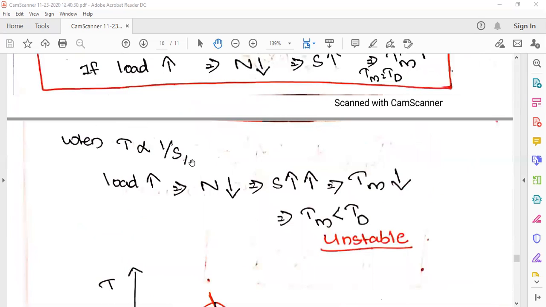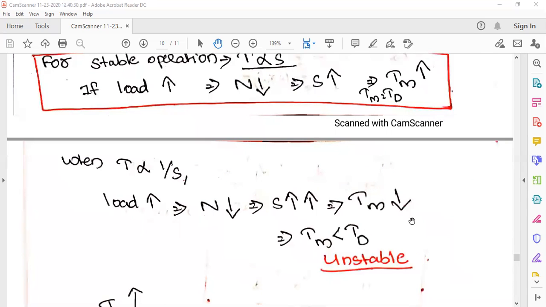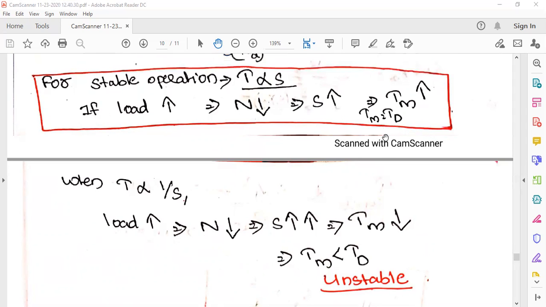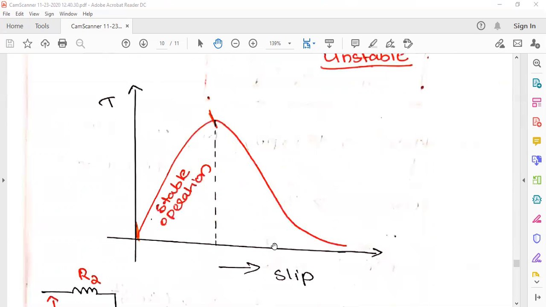But when T is proportional to 1 by S, load increases, speed decreases, then the slip will be more, then Tm will be less, and the overall mechanical torque will be less than the torque required. In that case, it will be the unstable condition. Here, the overall mechanical torque is equal to Td, so it's a stable condition. So, this is the torque slip characteristic. This is a stable operating condition because here T is proportional to S and here T is proportional to 1 by S.